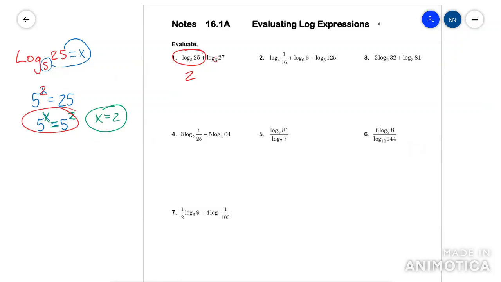Log base 3 of 27 would be 3 to the x makes 27. Well, that's 3. And then you just have 2 plus 3, which is 5. So that's all you have to do on these.